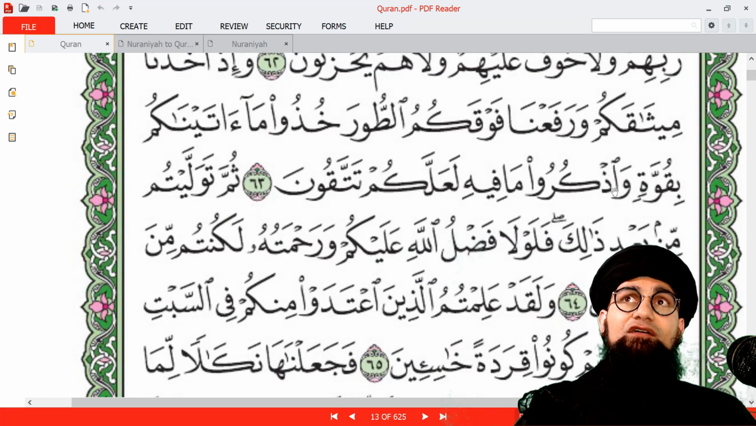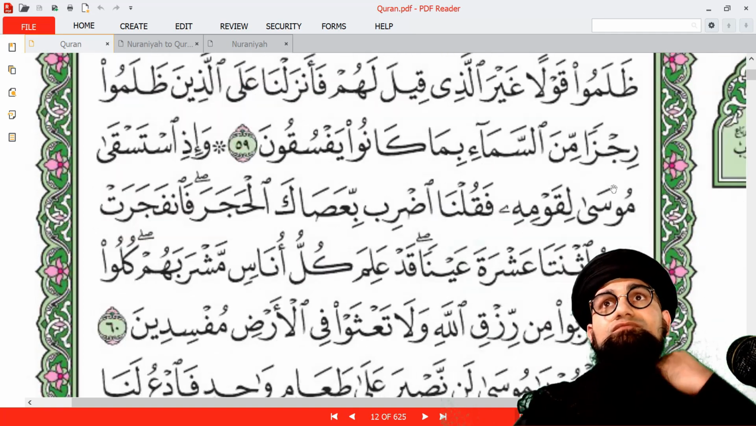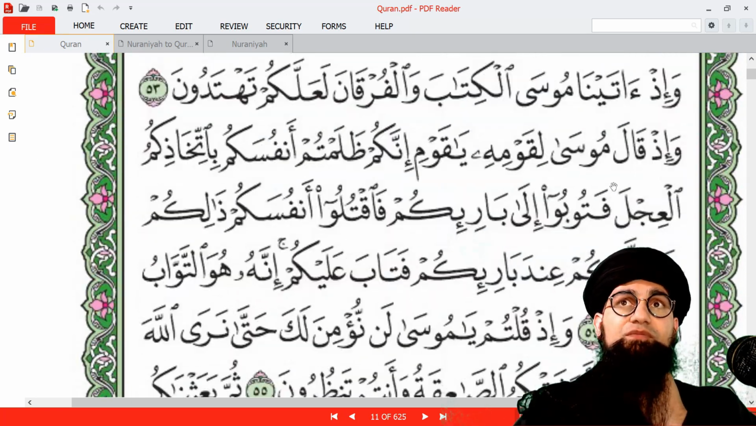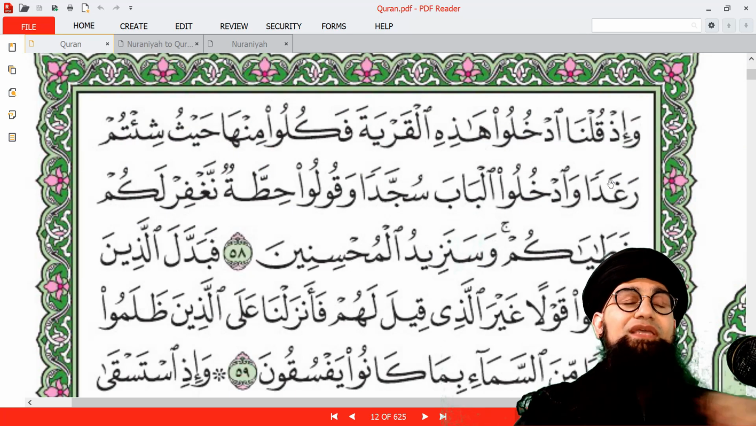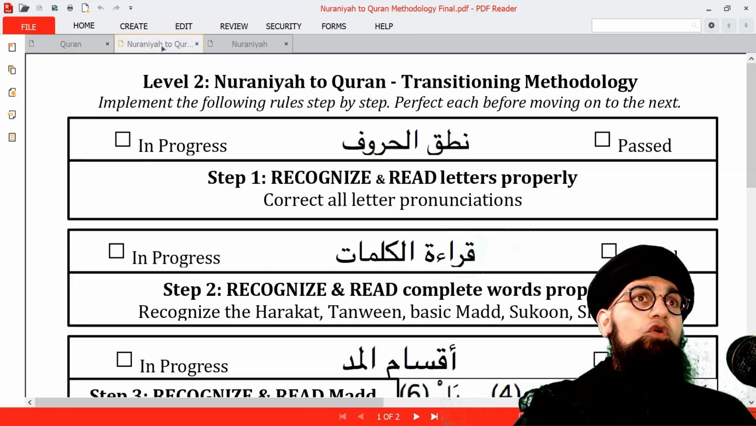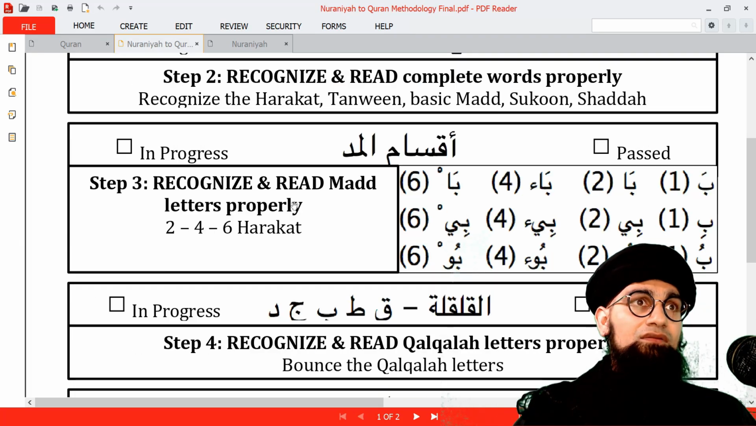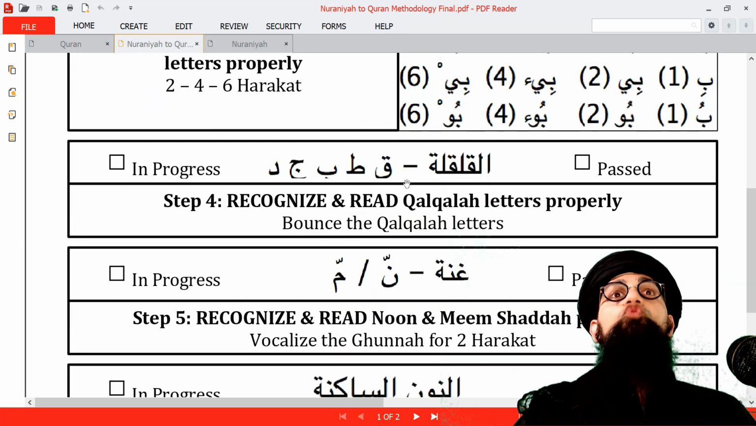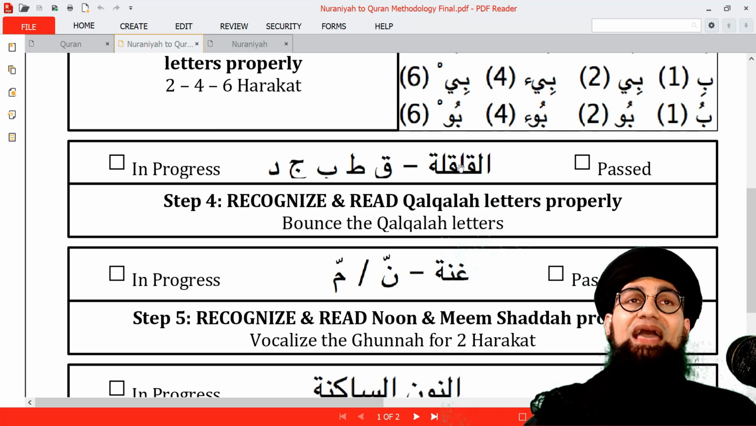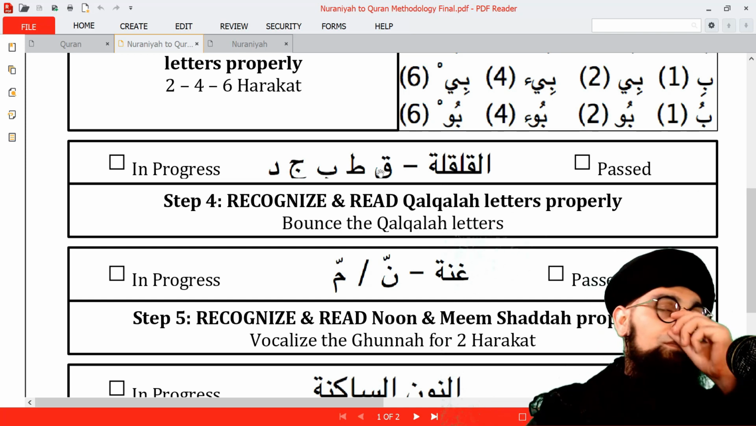So we have covered this page. Now we're going to move on to this next page here, and we are covering rule number 4, and that is on step number 4 on qutba jadd. This is the rule of qalqala, and these are 5 letters that when they have a sukoon, you need to bounce their sounds.